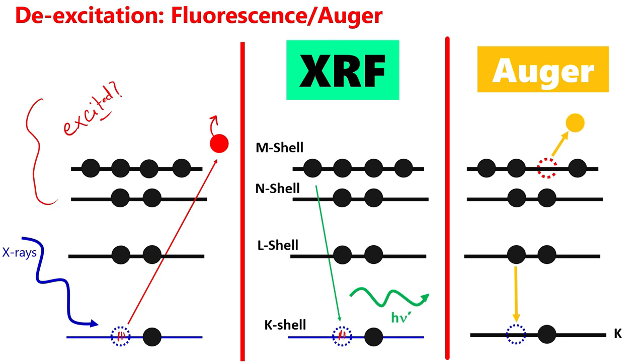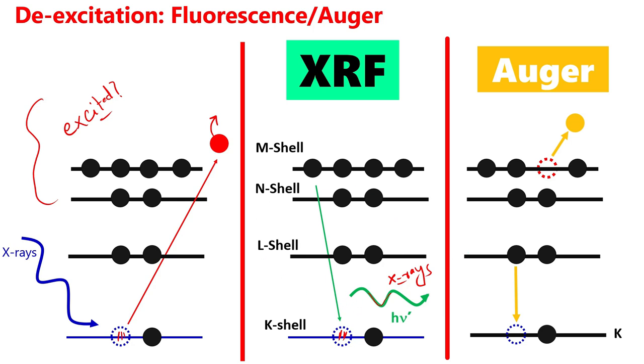When this vacancy is filled by a higher shell electron as a result of emission of a photon, this photon is exactly equal to an X-ray. This is why it is called X-ray fluorescence. Fluorescence basically means emission of photons. And when the wavelength and energy of this photon is exactly equal to X-ray, this is why it is called X-ray fluorescence. And this is called a radiative phenomenon.